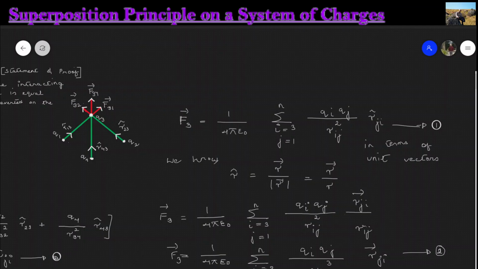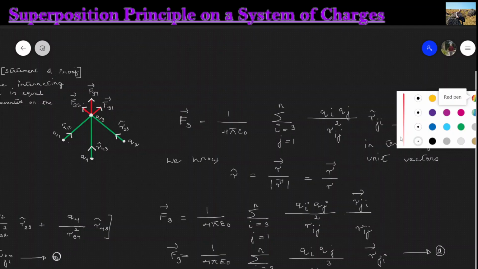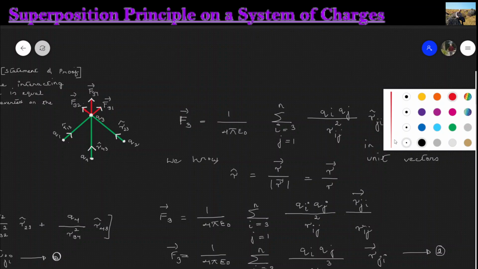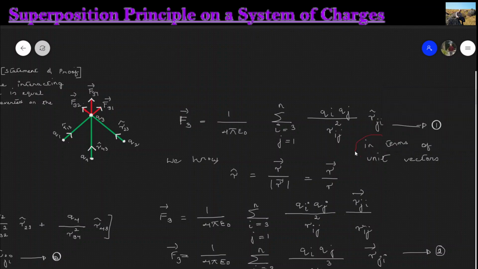The only difference is that in equation 1, it is expressed in terms of the unit vectors, and in this equation 2, it is expressed in terms of position vectors. Equation 2 is in terms of position vectors.